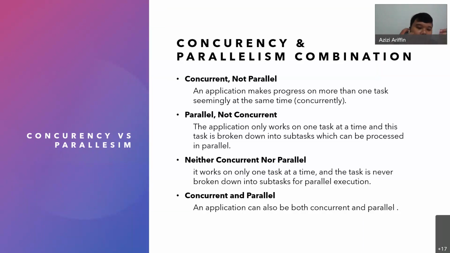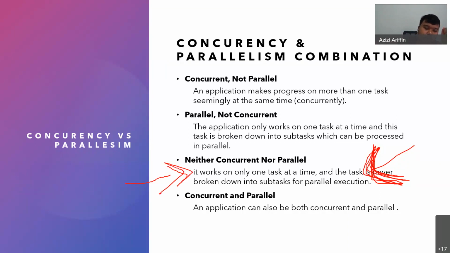Okay, or we can do neither concurrent nor parallel. This means we just do one task at a time. We do not have multiple CPUs and we do not do it in parallel at all. So it works only one task at the same time and the task is never broken down into subtasks for parallel execution. So this is what you guys usually do. If you do it like this, serial programming, your server code can only connect to one client. If another client wants to connect, it cannot. Right? Which I demonstrated last week.